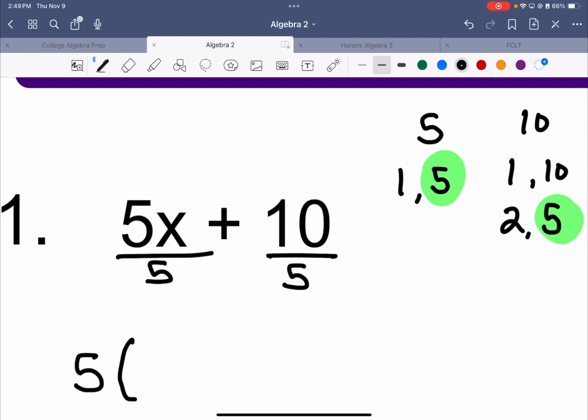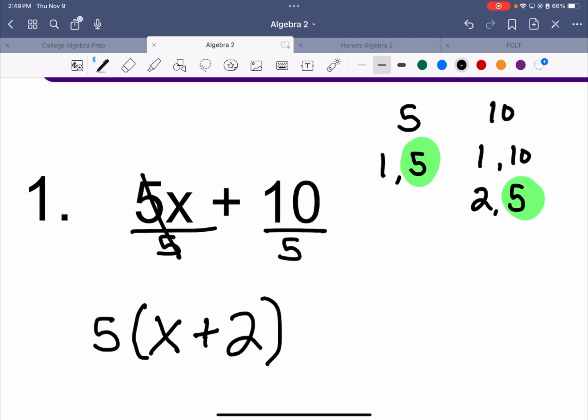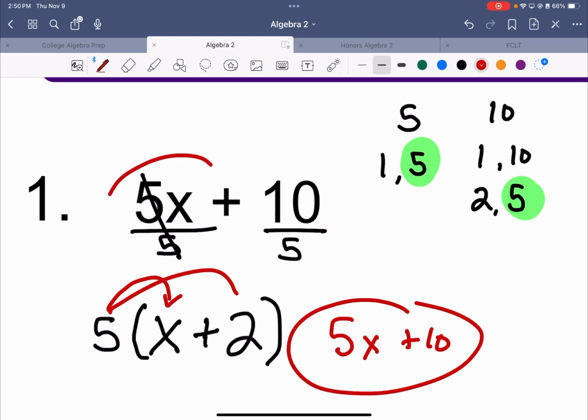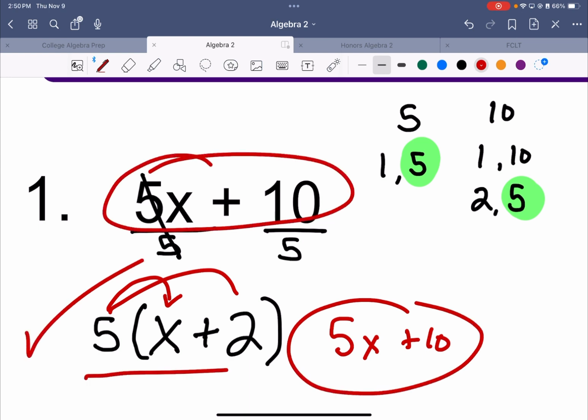So then we're going to put a parenthesis. Now I look at it as 5x divided by 5. 5 divided by 5 is 1, so that just leaves you with x, plus 10 divided by 5 is 2. End the parentheses. Now the nice thing about factoring is you can always check your work. 5 times x is 5x. 5 times 2 is 10. This matches what we started out with. That's got to be my solution in factored form.